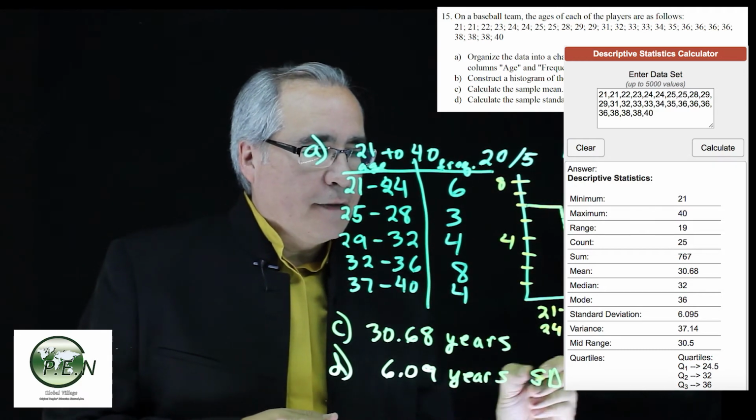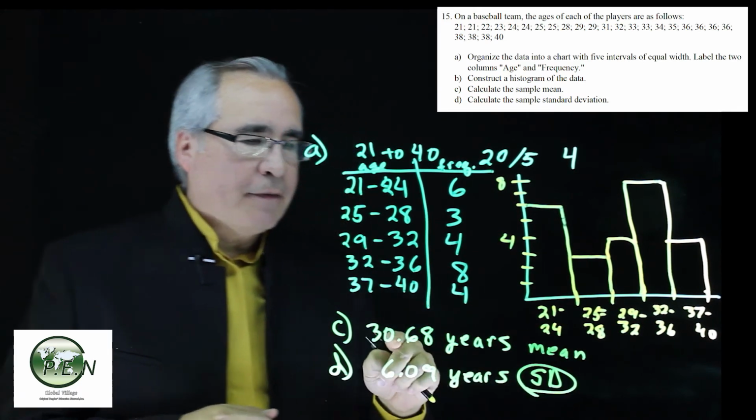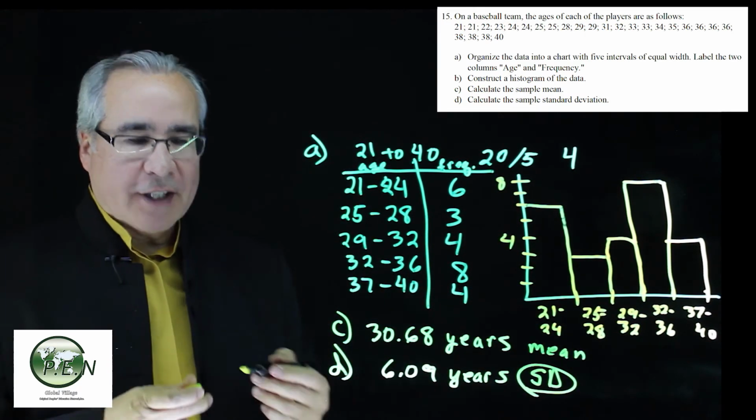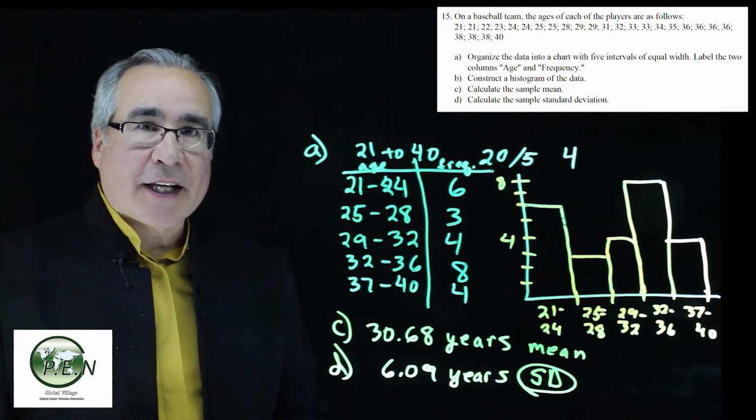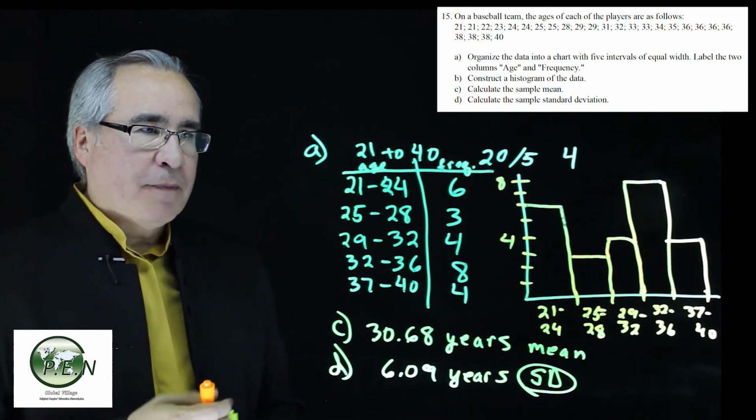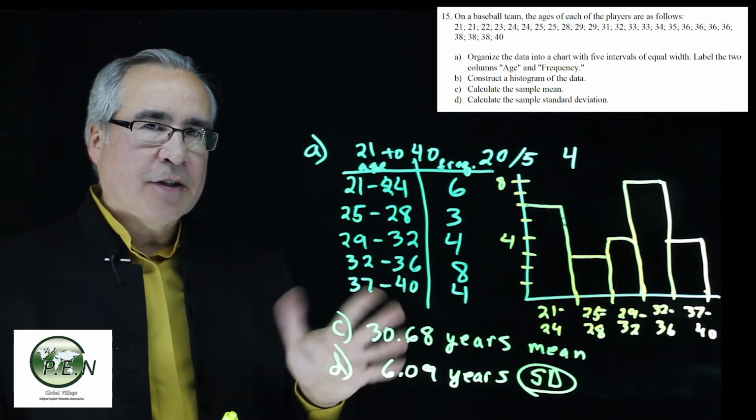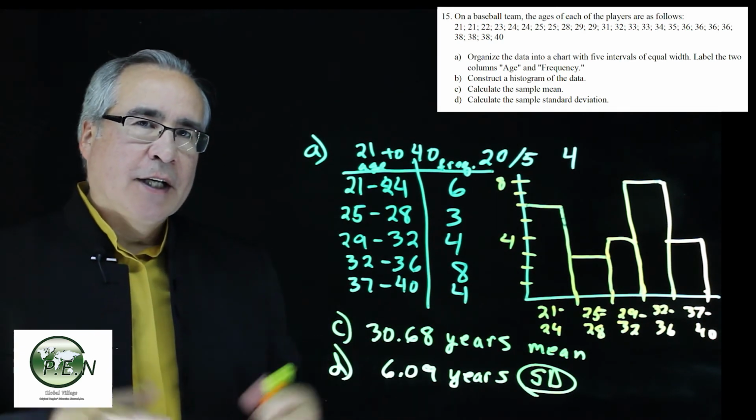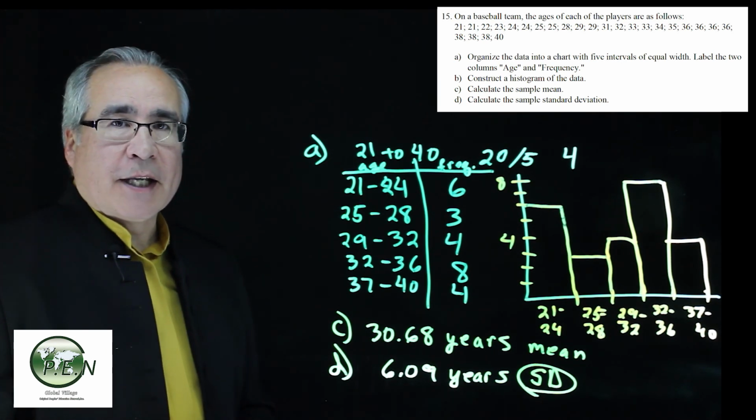This is a standard deviation. This is the mean. So on average, our players are 30.68 years old, with sort of a plus or minus of 6 years for a standard deviation. And when we get into the next chapter, we'll look at how the mean and the standard deviation go together to give us a picture of what normal shaped data looks like.